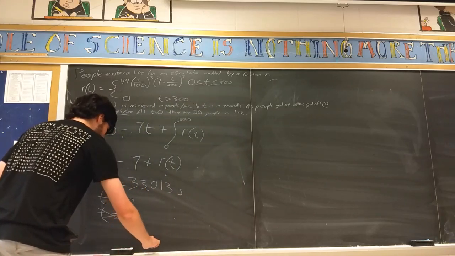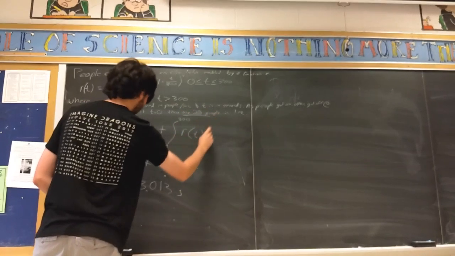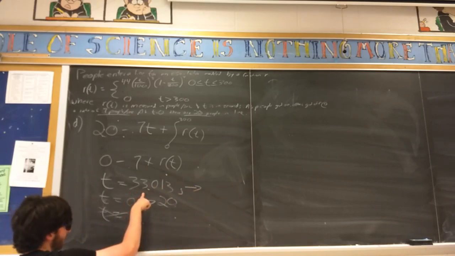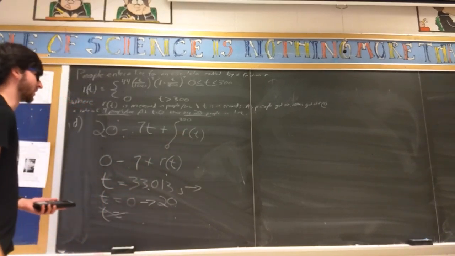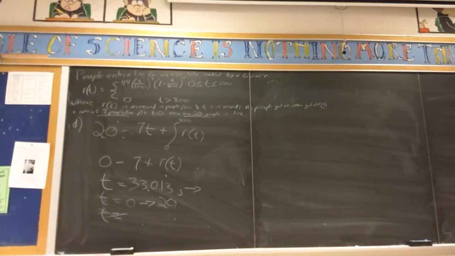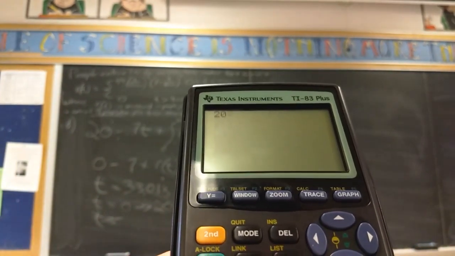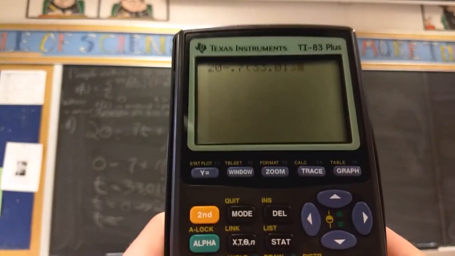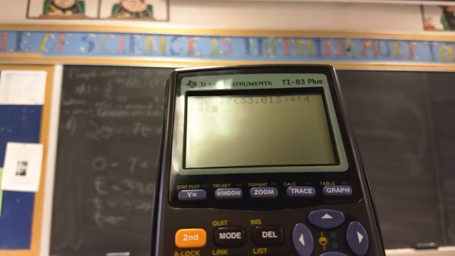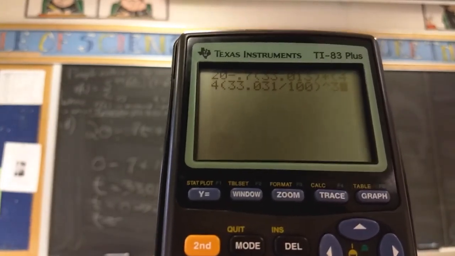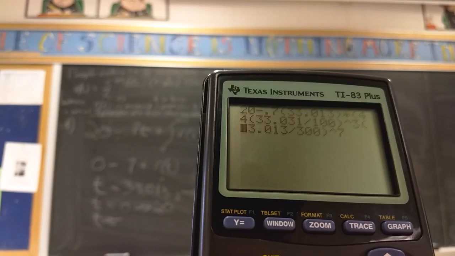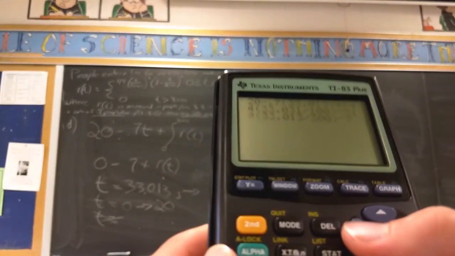We know that at t equals 0, because we're told in the problem, the number of people is 20. To find how many people are in the line at t equals 33.013 seconds, we need to plug that back into our original equation for the number of people. Because this is a calculator problem, let's do that on a calculator. So we have 20 minus 0.7 times 33.013, then plus 44 times 33.013 divided by 100, power 3, times 1 minus 33.013 divided by 300, to the power 7. So we'll do 1 minus that. And we hit enter.